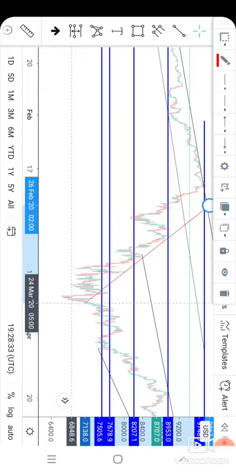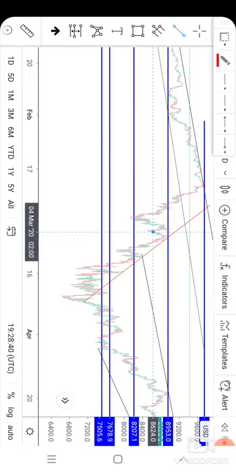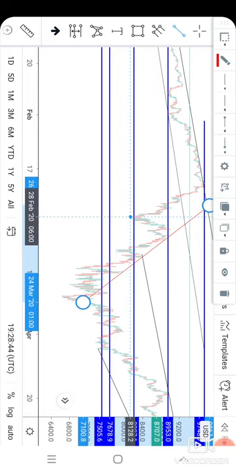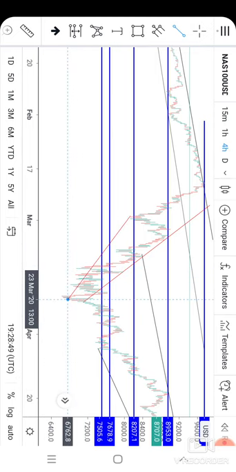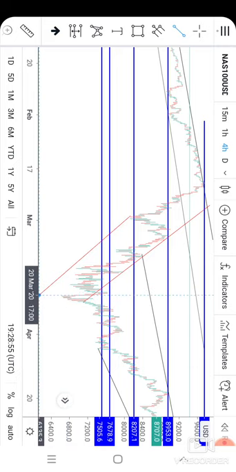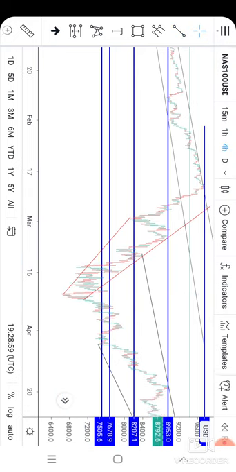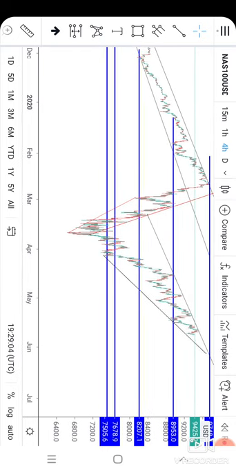You drag it down like this. Then something like this. Sorry guys, this thing is not working well. I don't know what's the problem. Let me just leave it there. And then we have that ascending channel.